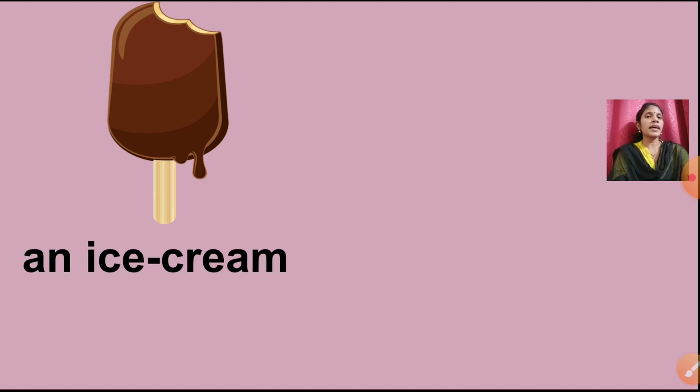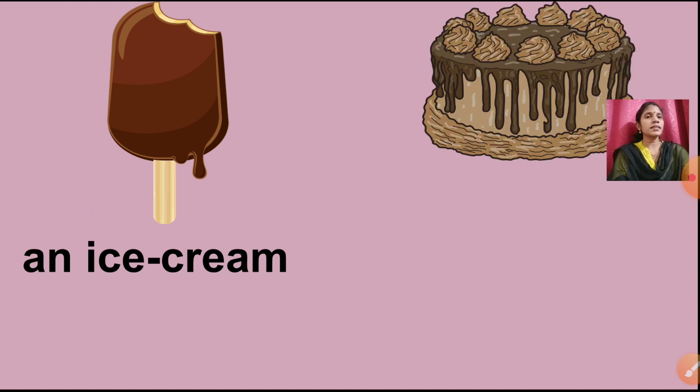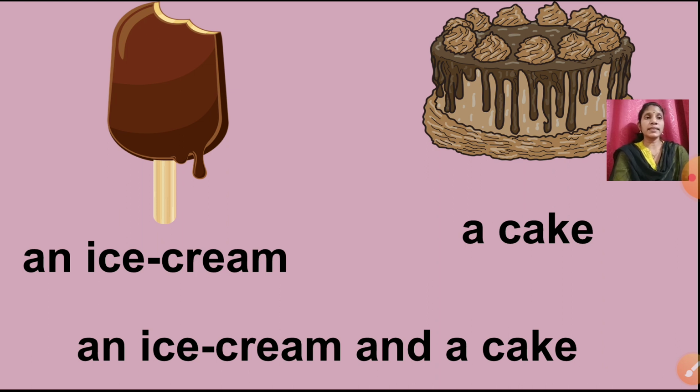Here you can see, what is this? Yes, an ice cream. And this? Yes, a cake. So when we want to put these two similar ideas together, that time we are using and. Now let us see how. An ice cream and a cake.